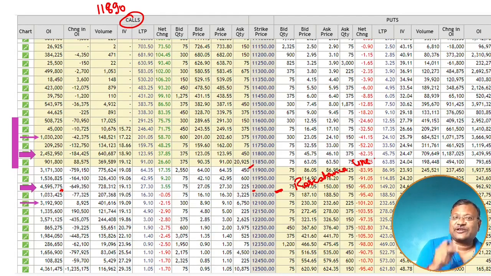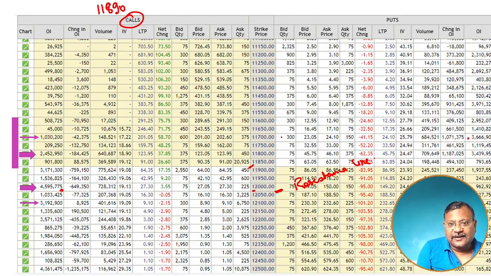And remember, sellers are knowledgeable people. They know what is happening, right? And similarly, now let's look at the put zone. In the put zone, let us see where the maximum open interest is. I can see the maximum open interest at 34 and maybe 36 here.